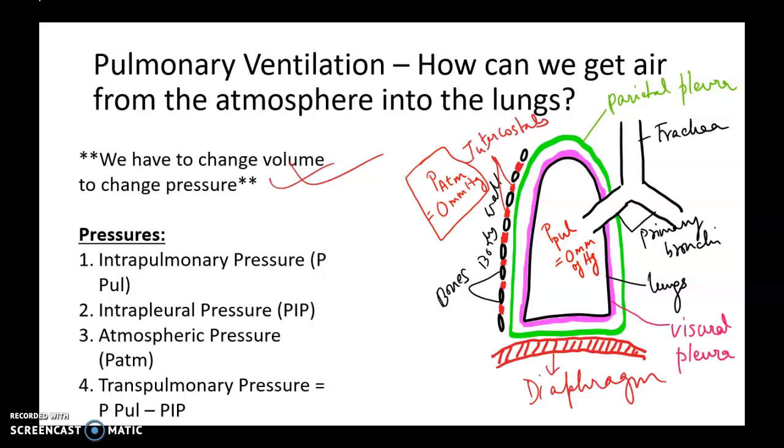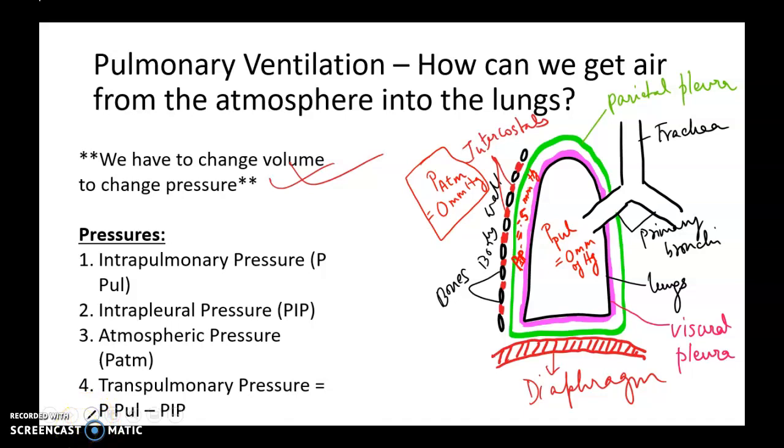Now, the third pressure is between the parietal pleura and the visceral pleura. So the pressure in the pleural cavity, right here, this pressure. And this pressure is called intrapleural pressure and denoted by PIP. That is intrapleural pressure, and that is equal to minus 5 millimeter of mercury. Okay.